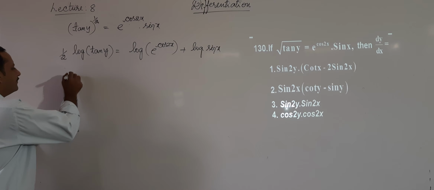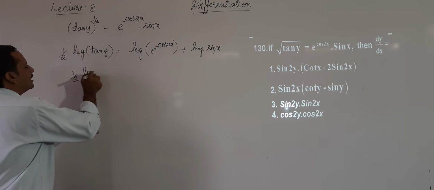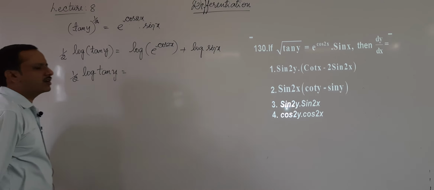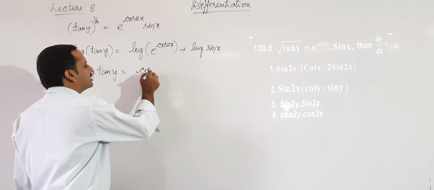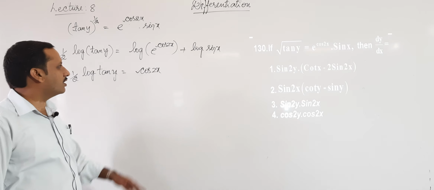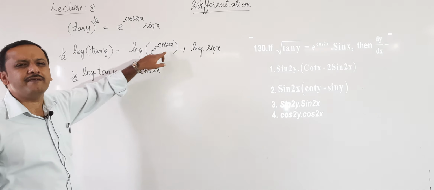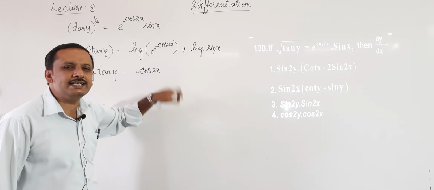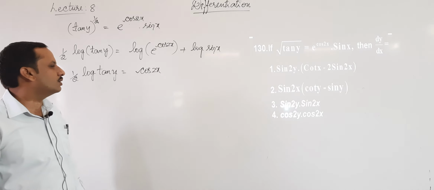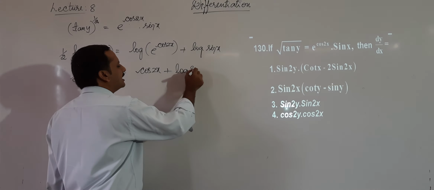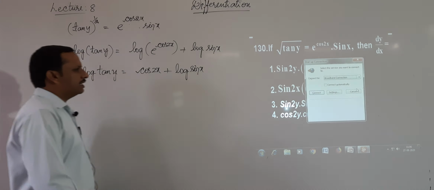Then half log tan y is equal to log of e power cos 2x, which is nothing but cos 2x. As you know, log e power f of x is equal to f of x, or you can write log m power n is equal to n log m. You can write this as cos 2x into log e. Log e is 1, so it will be cos 2x plus log sin x. Now let us differentiate this.